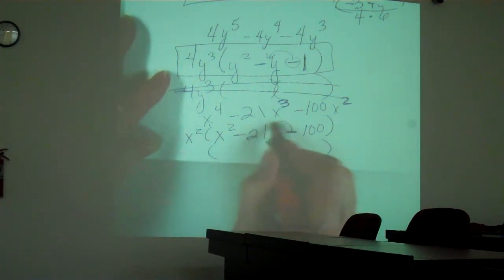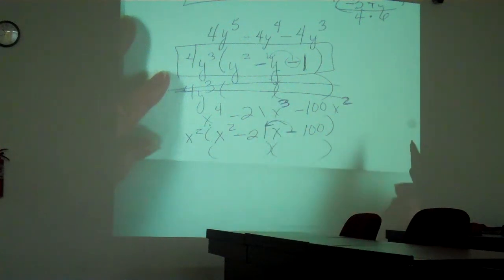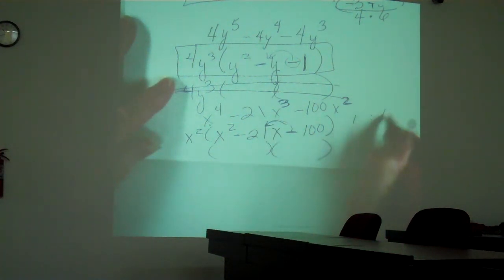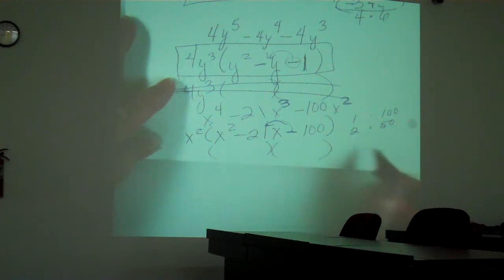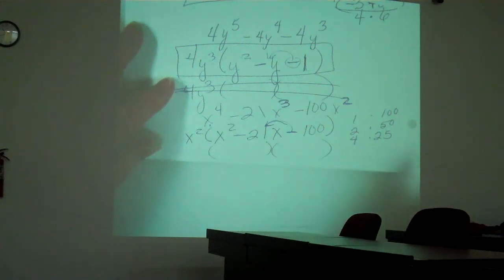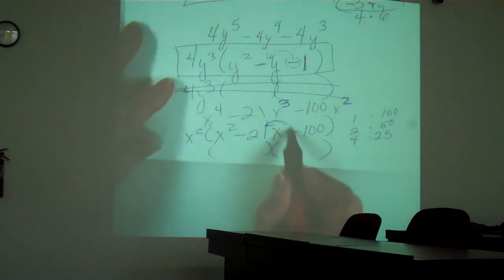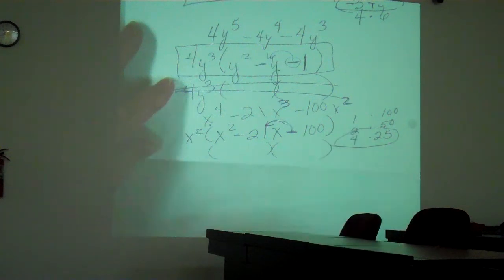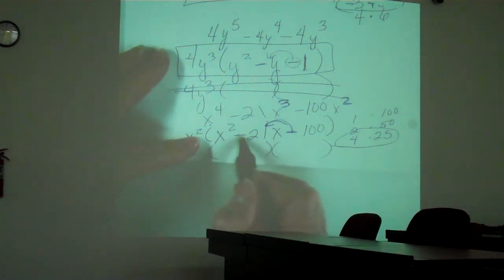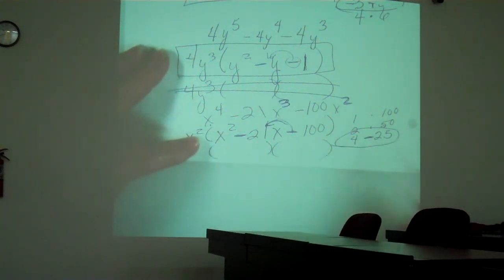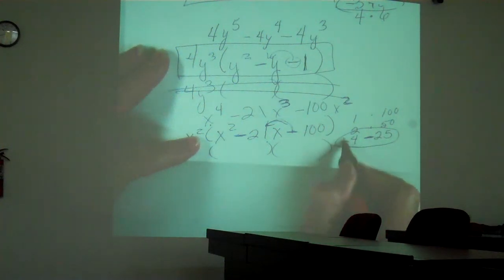It needs to subtract to give you 21. Let's see. 1 times 100. 2 times 50. Will 3 go into 100? No. 4 times 25. There it is. They'll subtract to give you 21, right? 4 and 25. We didn't even have to go any farther. Okay. The negative 21 would give you the negative in front of the 25 and a positive in front of the 4.